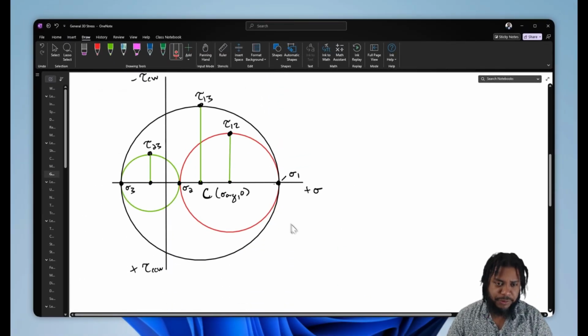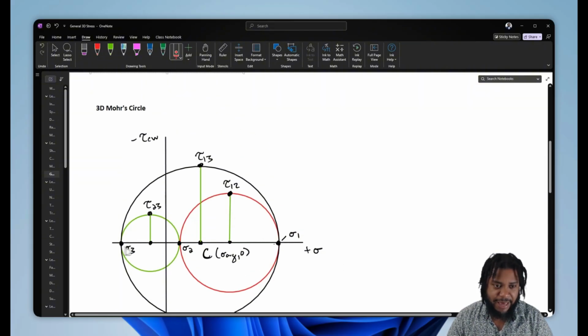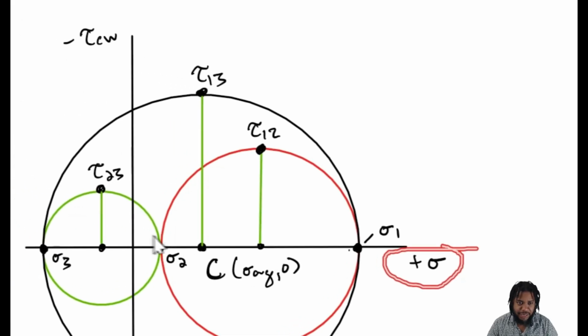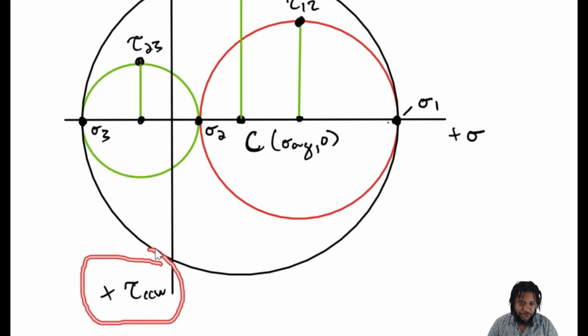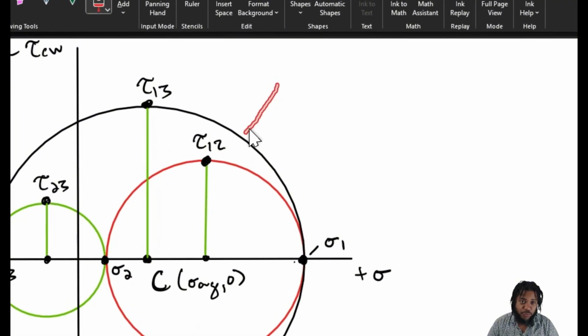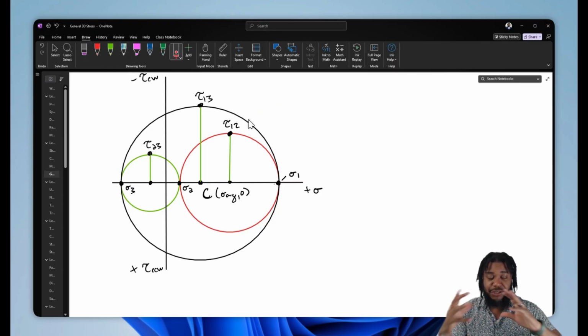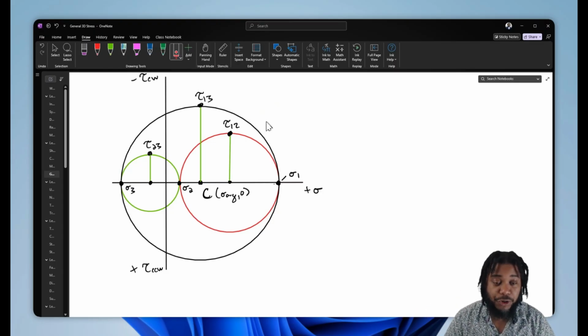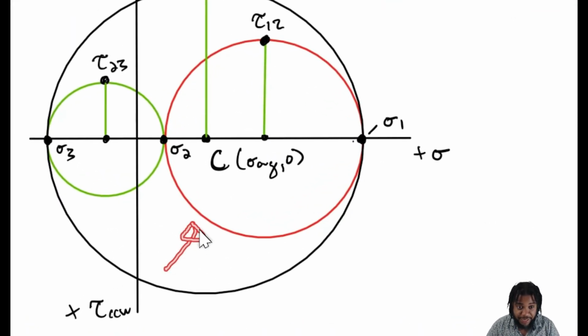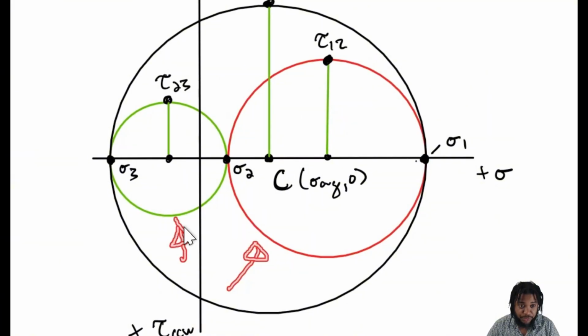Well, Mohr's circle in 3 dimensions is plotted as follows. We still have the x-axis as normal stress, and we have the y-axis as our shear stress. But instead of just drawing one circle that represents one plane between x and y, we're going to draw 3 circles that represent the planes between x and y, y and z, and z and x. So we'll have 3 sets of Mohr's circles to give us that 3-dimensional state.